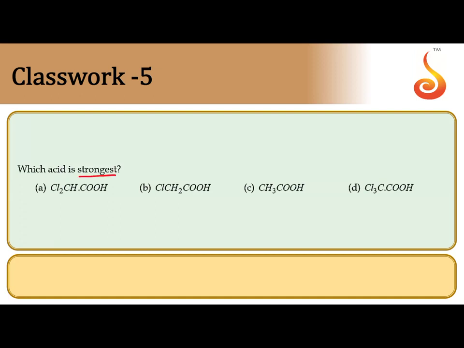Which acid is strongest? In the relative comparison of acidic strength, acidity increases when the stability of the conjugate base, the carboxylate ion, is increased. That is increased by an electron withdrawing group, which can decrease the negative charge on the carboxylate. So an electron withdrawing group increases relative acidic strength, and an electron donating group decreases acidic strength.